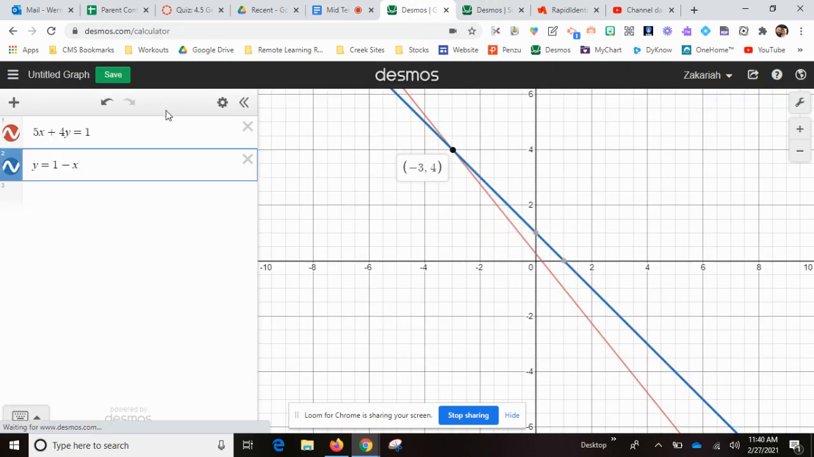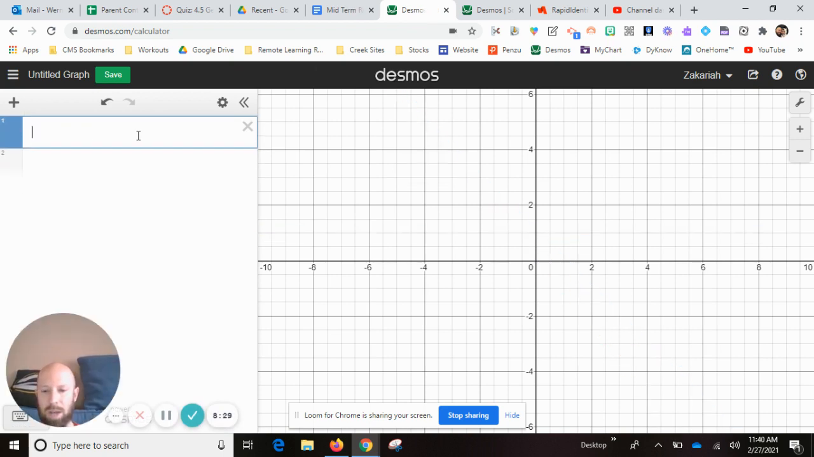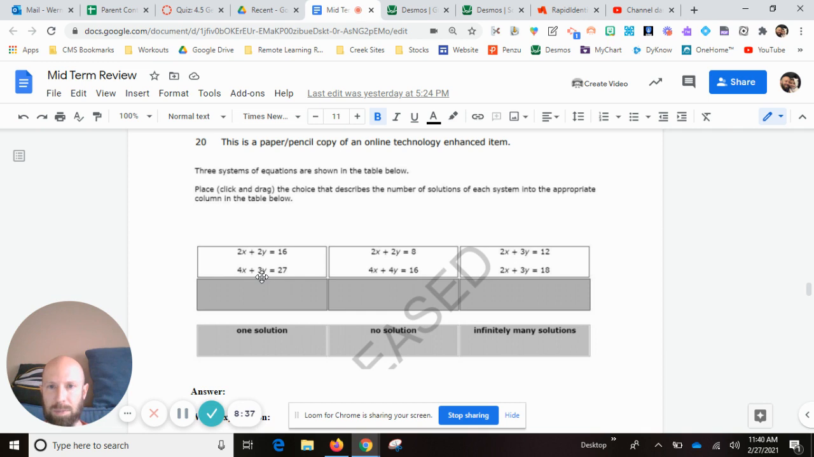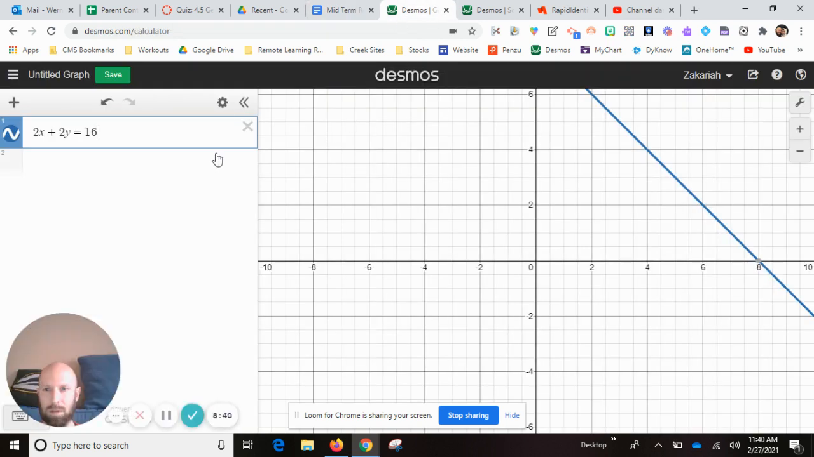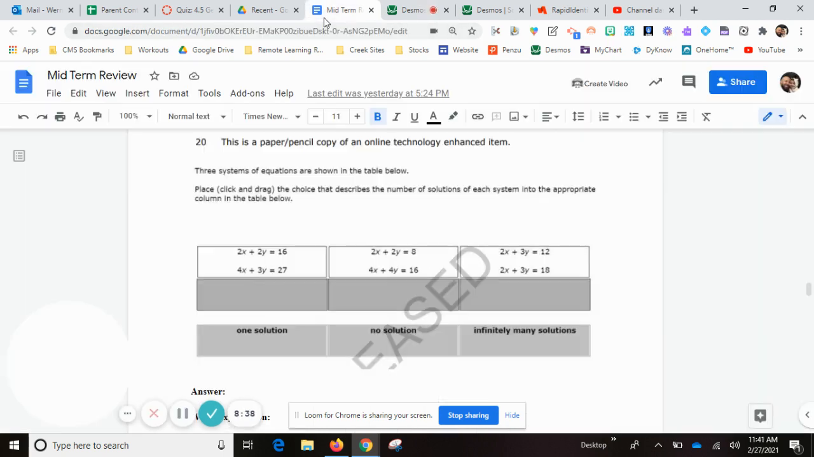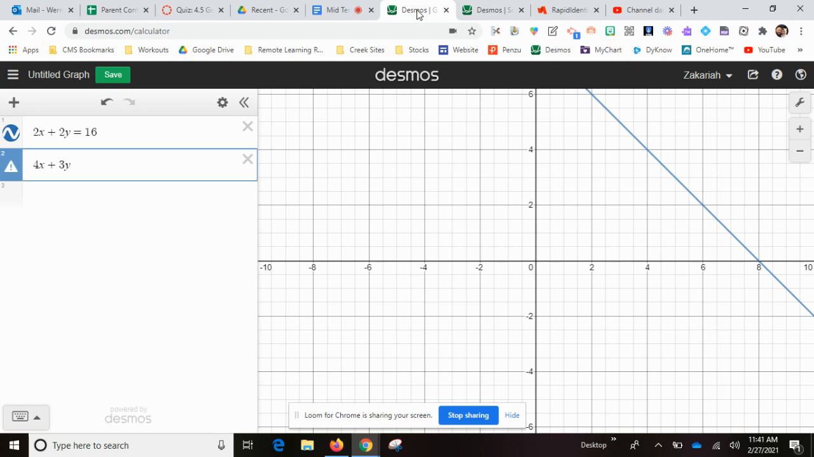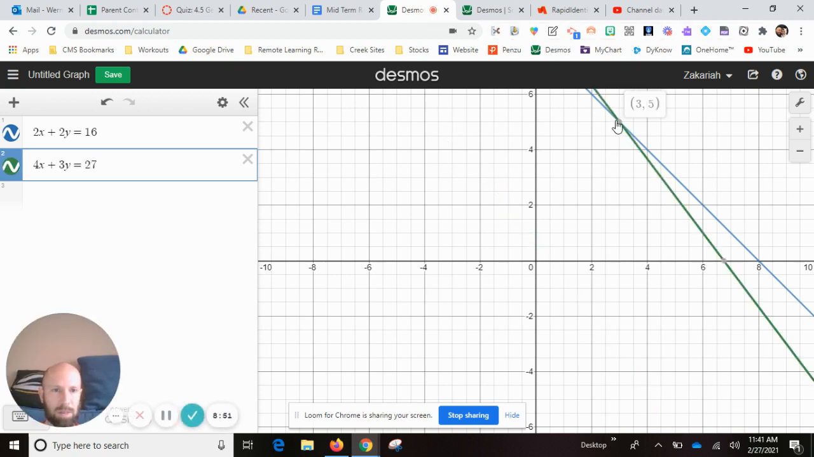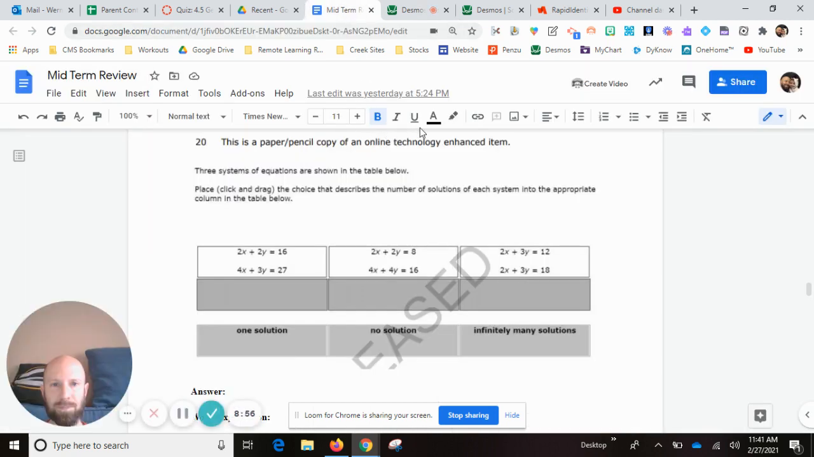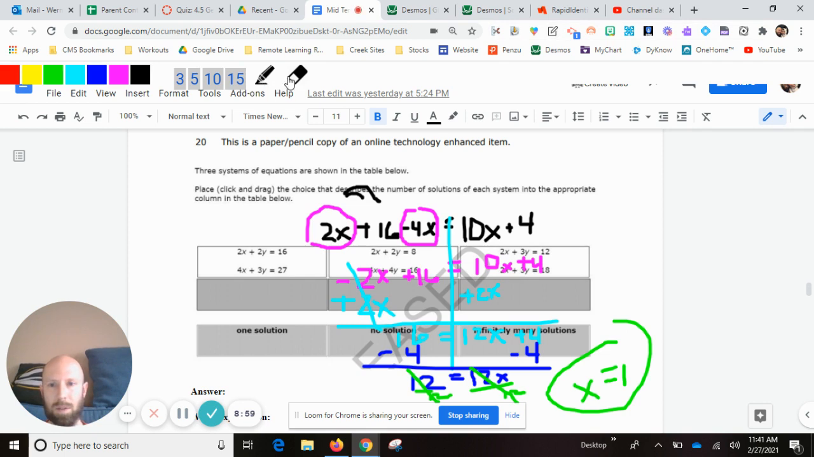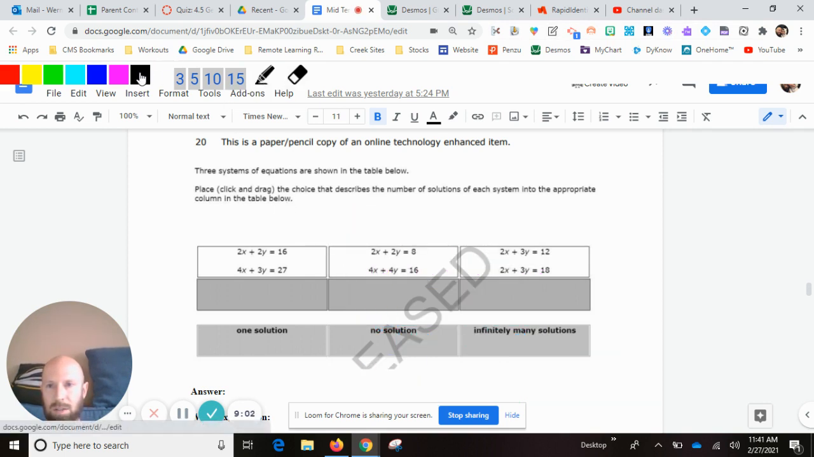2x plus 2y equals 16. There's that line. Our second one is 4x plus 3y equals 27. There's the point where they cross at 3, 5. So that one has one solution. So this is actually in the right spot. That one is one solution.